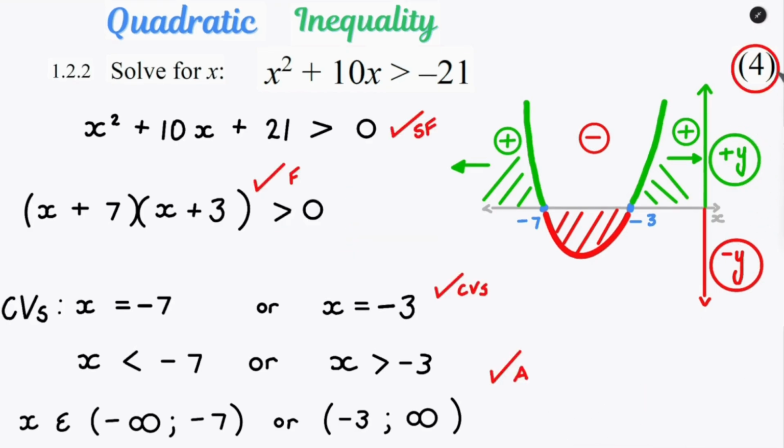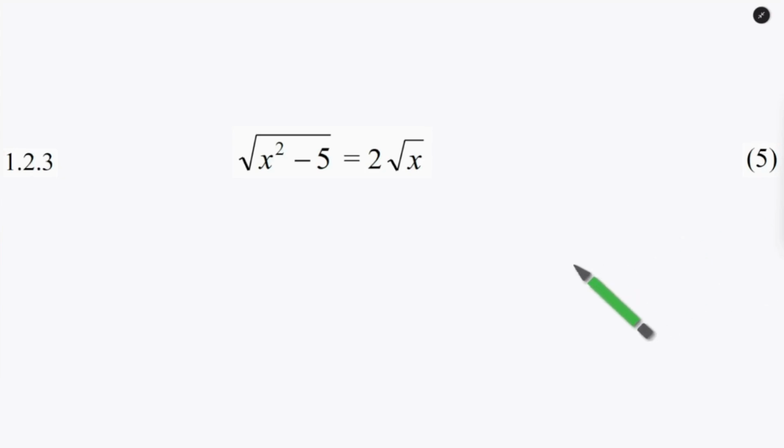Wrapping this question up, your 4 marks will get delegated to the standard form, factorization, CVs, as well as your final answer. Next up, for 5 marks, is a surd equation.